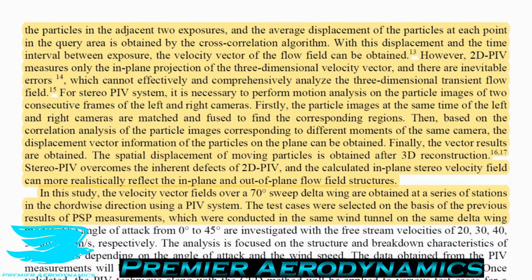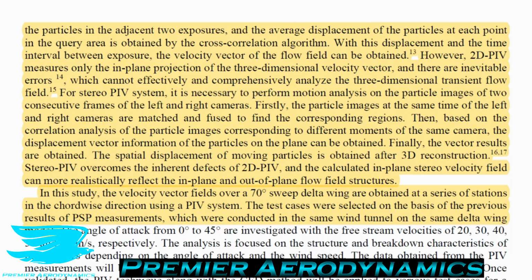Moving on to stereo PIV. For stereo PIV systems, it is necessary to perform motion analysis on the particle images of two consecutive frames of the left and right cameras. Firstly, the particle images at the same time of the left and right cameras are matched and fused to find the corresponding regions. So what this means is you have two cameras set up, and you focus them on the exact same area. And then you take pictures of both of them, and then you want to line up how these pictures look. So you can correct for parallax errors, and you can also correct for different velocities because you're looking at them from different angles.